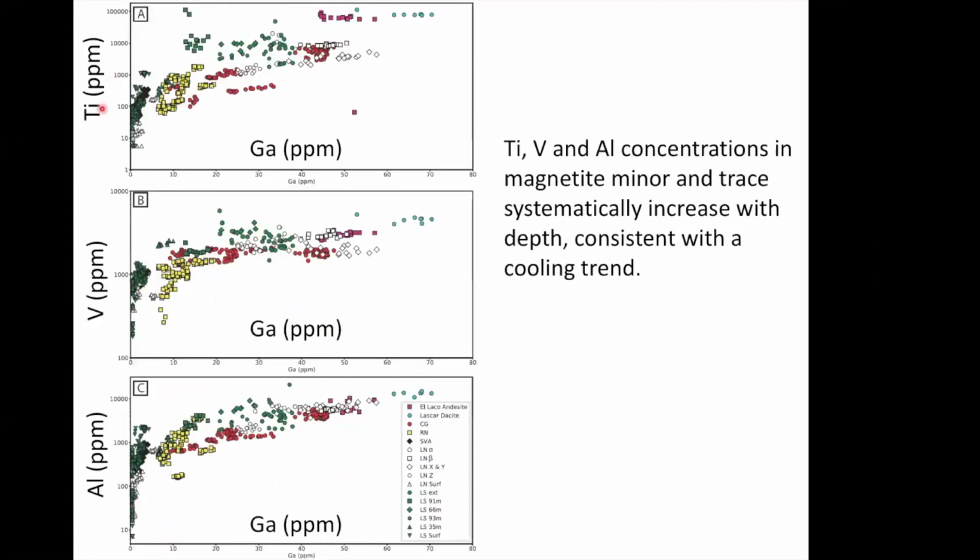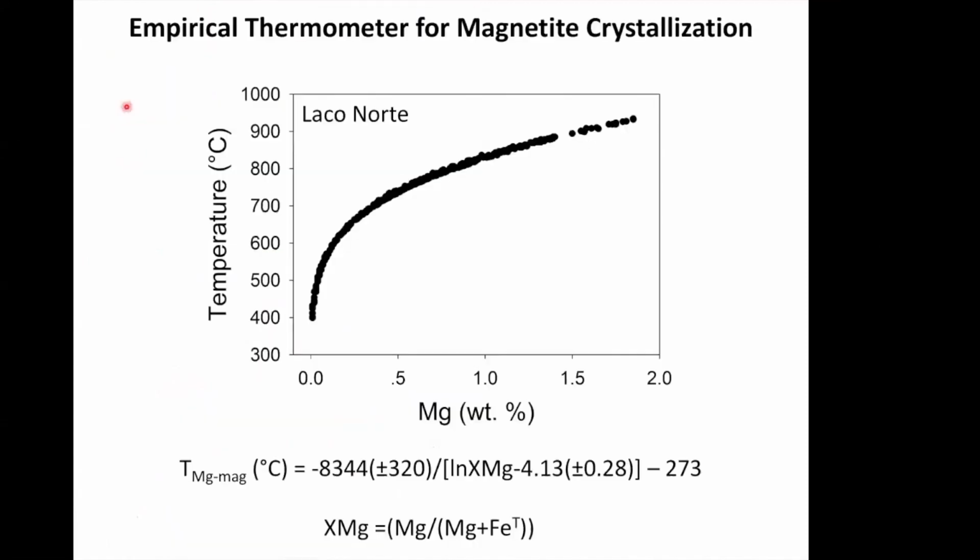Here I'm plotting titanium, vanadium, and aluminum versus gallium. And all I want to draw your eye to here is that if we start here at the origin, these are shallow samples. And as I move my cursor from the origin, follow the red cursor or the laser pointer, we're going to deeper levels of the system. So what we see are clear trends in trace element abundances.